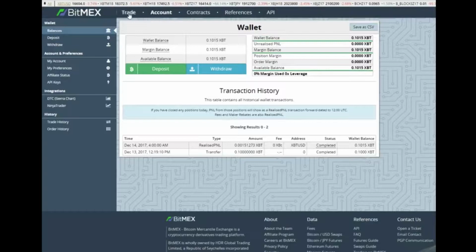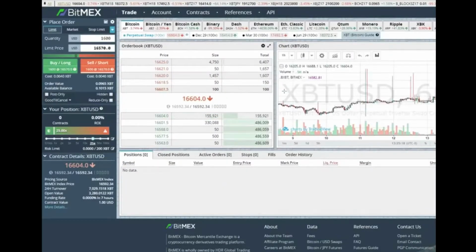I'm currently on the testnet because Bitmex is banned in the US. You can't use Bitmex in the USA, but I'm going to be able to show you everything you need to know on the testnet. So what is Bitmex?